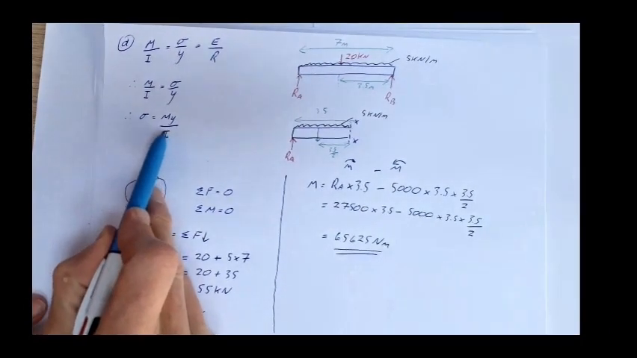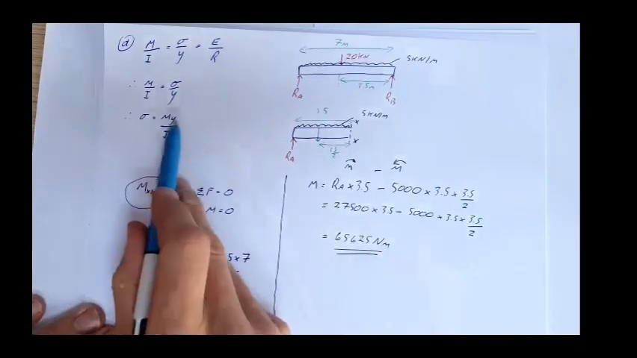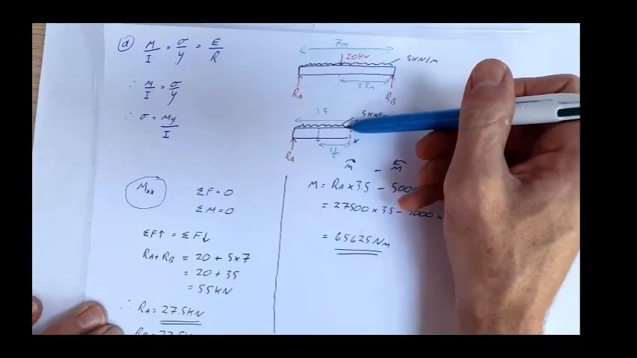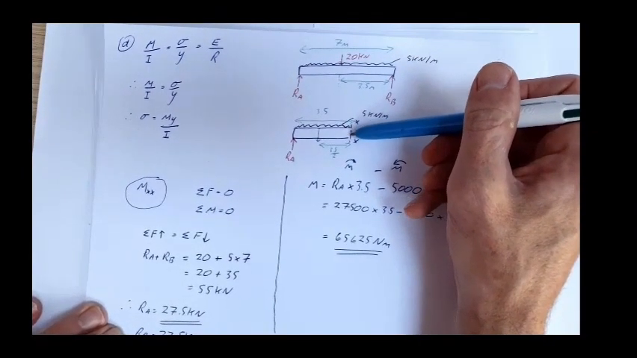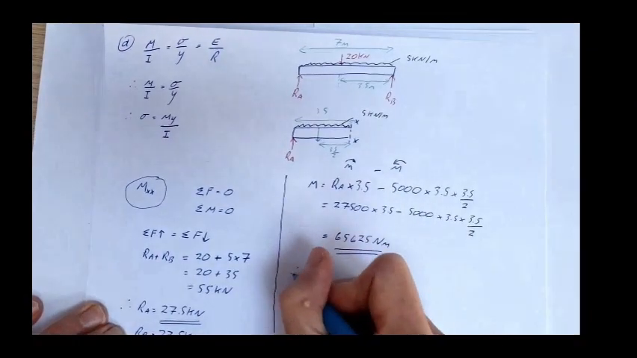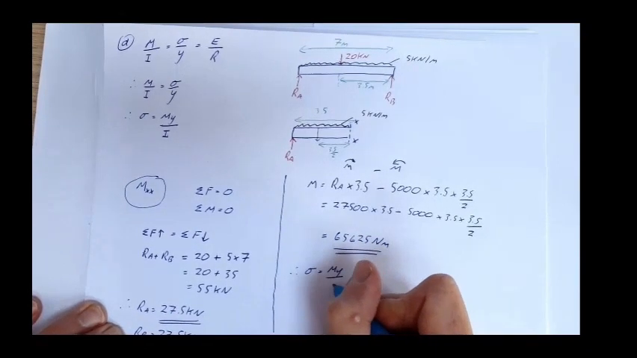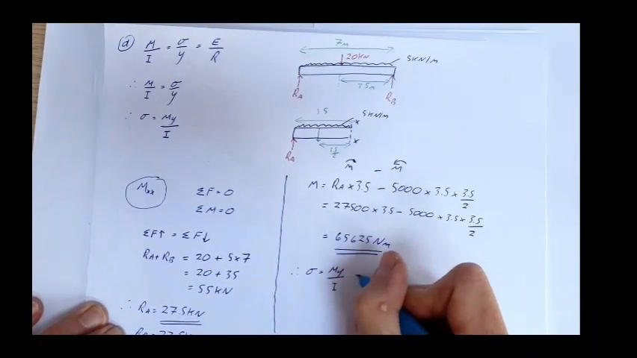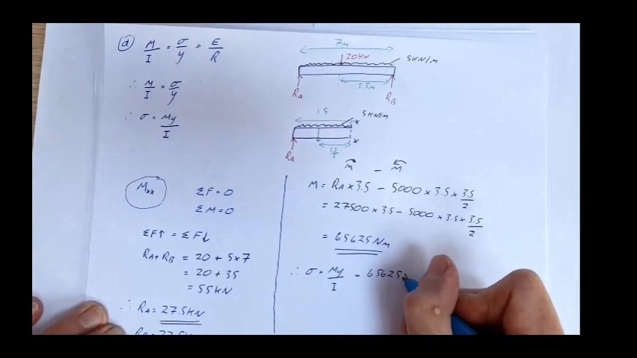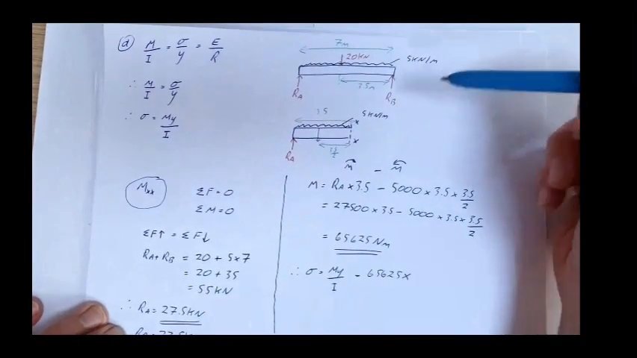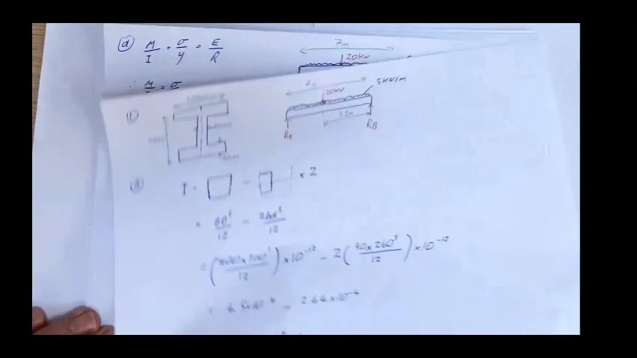Now that we've got that, we know the moment. We've calculated I in the previous parts A and B, so therefore we can calculate stress, and we know y, the distance from the neutral axis, which is going to be a maximum at the top of the beam and the bottom of the beam. So therefore, sigma equals My over I equals 6,562.5 times, now this beam is 300 millimeters in cross section.